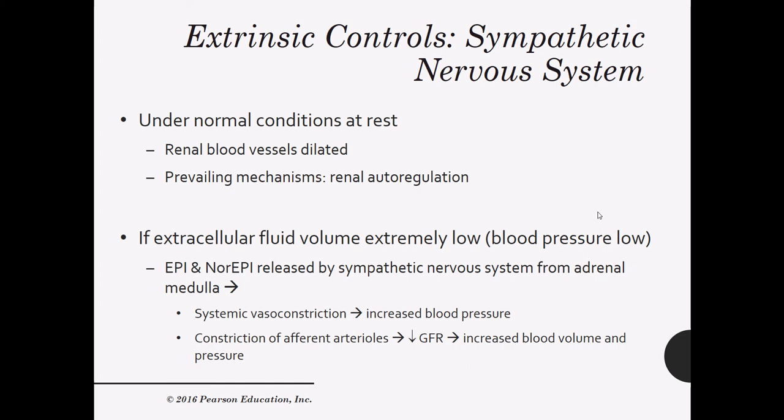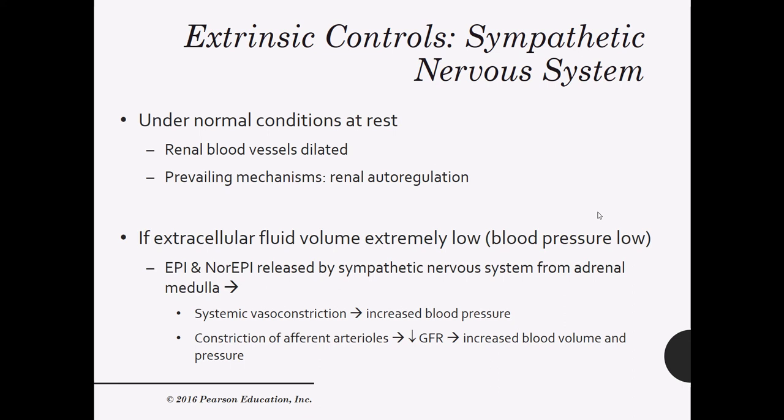Now, if the fluid volume gets really low and the blood pressure gets really low, then the sympathetic nervous system kicks in. We get epinephrine and norepinephrine from the adrenal gland. We get increased vasomotor tone, which leads to vasoconstriction of our blood vessels. We get constriction of the afferent arteriole, which decreases GFR.